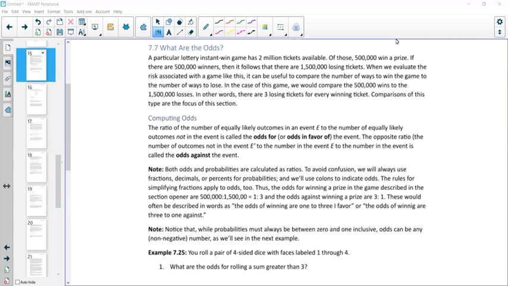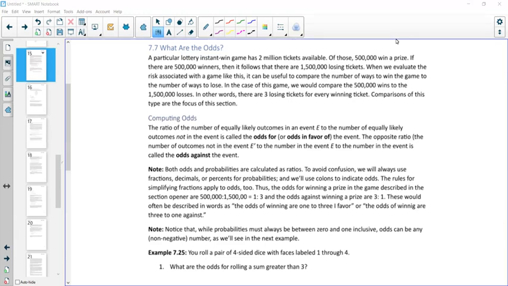A particular lottery instant win game has 2 million tickets available. Of those, 500,000 win a prize. If there are 500,000 winners, then it follows that there are 1,500,000 losing tickets.